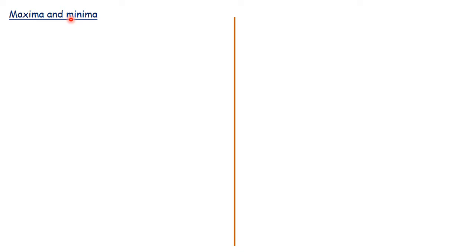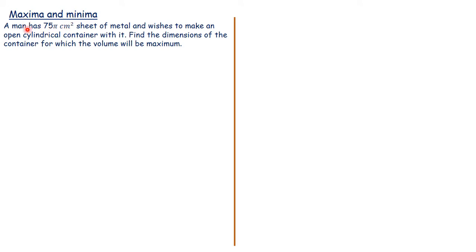And therefore, let's begin. We are given a question where a man has a 75 pi centimeter squared sheet of metal and wishes to make an open cylindrical container with it. Find the dimension of the container for which the volume will be maximum. So we need to have a picture of what we are doing here.